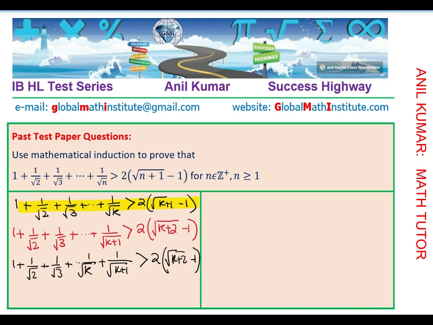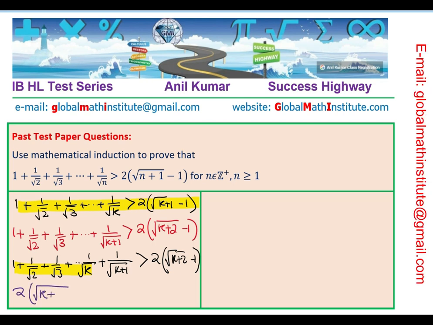Now, this part here is known to be greater than 2 times square root of k plus 1 minus 1, right? So we could rewrite this as 2 times square root of k plus 1 minus 1 plus 1 over square root of k plus 1 is greater than 2 times square root of k plus 2 minus 1, correct? This is what we need to prove, correct?